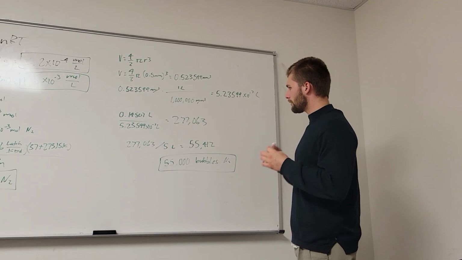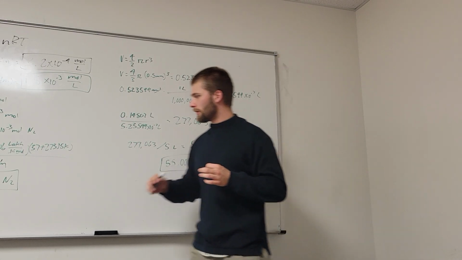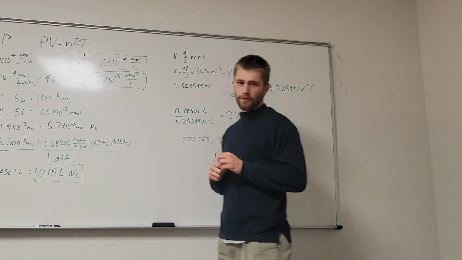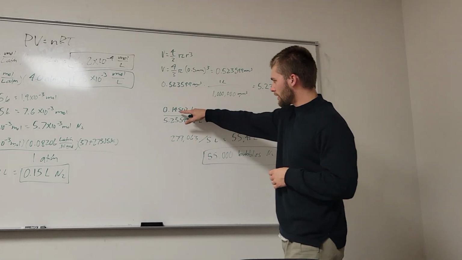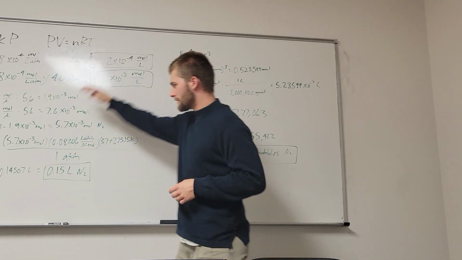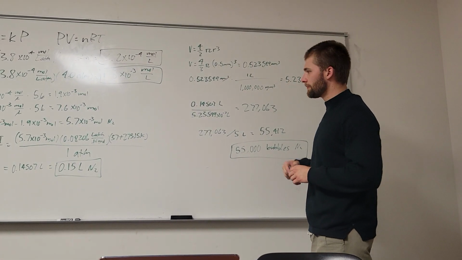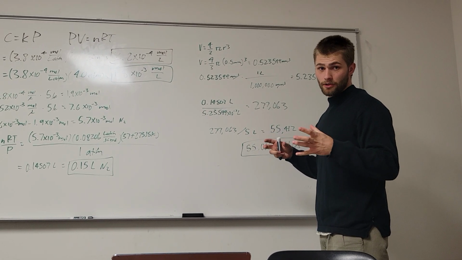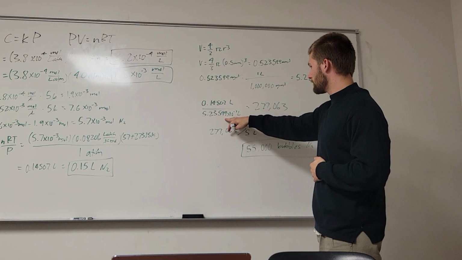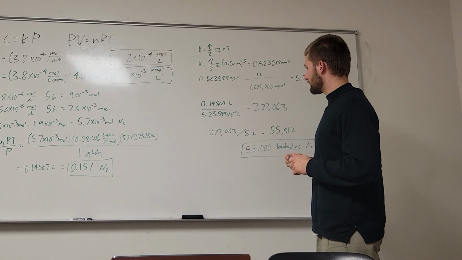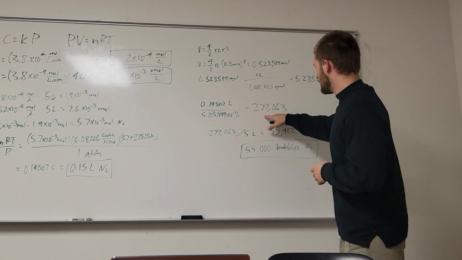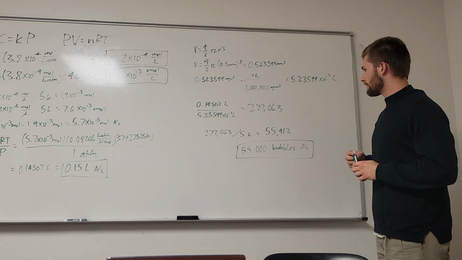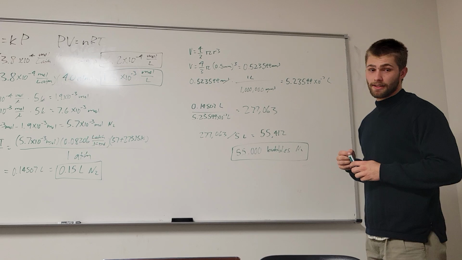Now we know the volume of the bubble and we know the total volume of gas, so we can find out how many bubbles that is. I'm using the value before we did the sig figs, because we'll apply sig figs at the end. So 0.14507 liters, the total liters of nitrogen gas, divided by the volume of a bubble, 5.23599 times 10 to the minus 7 liters, gives us 277,063 bubbles.